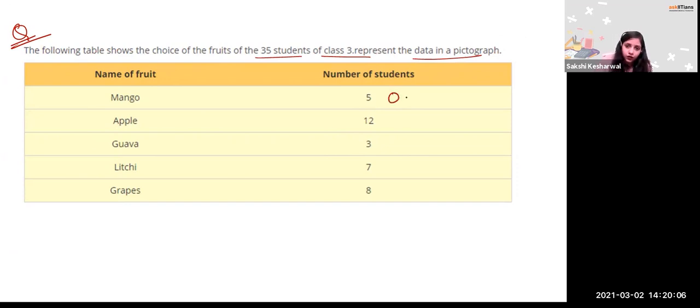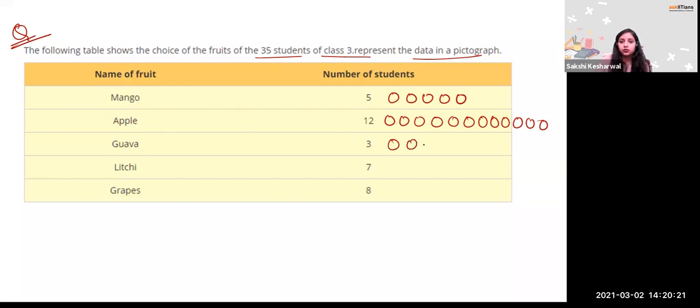5 circles. 1 2 3 4 5 circles, right? Apples were liked by how many students? 5 students. Then 12 students: 1 2 3 4 5 6 7 8 9 10 11 12. That's it. Now guava is liked by 3 students. So 1 2 3. And lychee is liked by 7 students: 1 2 3 4 5 6 7. Right. Grapes are liked by 8: 1 2 3 4 5 6 7 8.